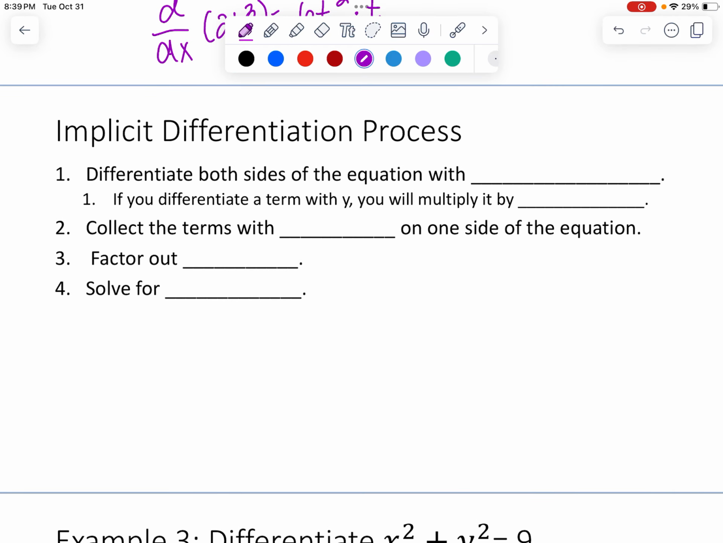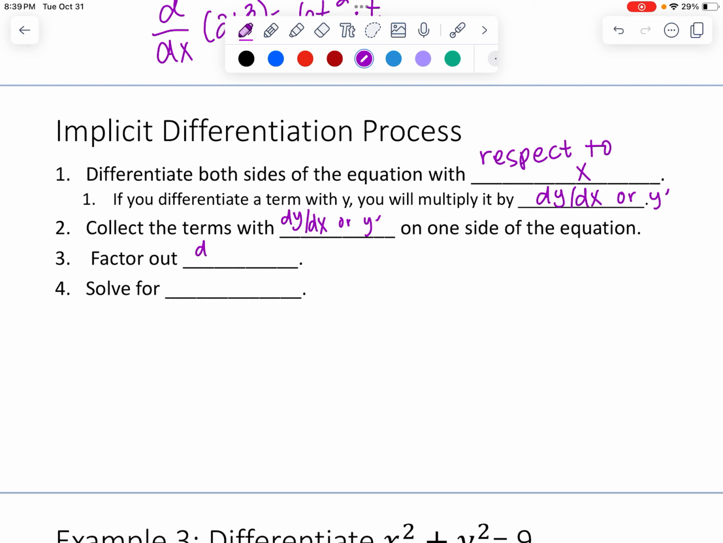Basically, you're going to differentiate both sides of your equation with respect to x. And if you differentiate a term that has a y value, you will multiply it by dy dx, which just stands for the derivative of y with respect to x, or you can use y prime as your notation. Then you will collect the terms with dy dx on one side of the equation, or if you use y prime, you collect those on one side of the equation.